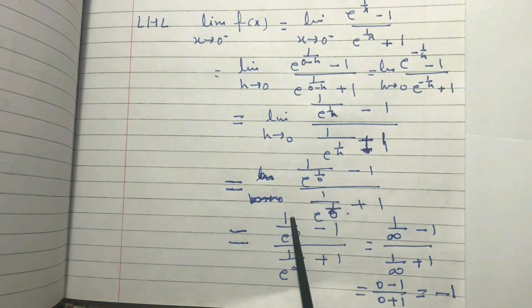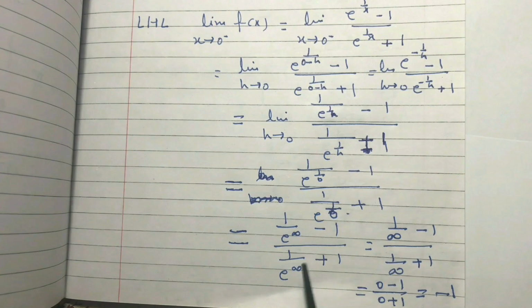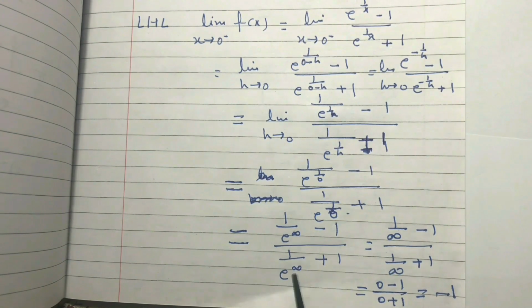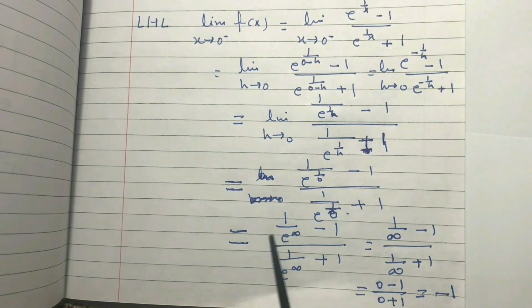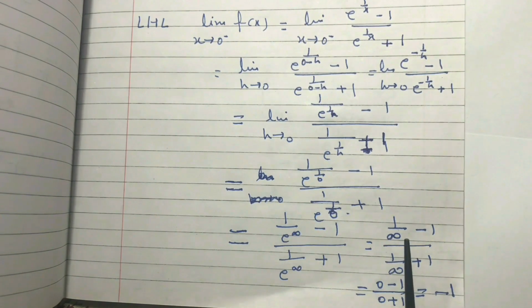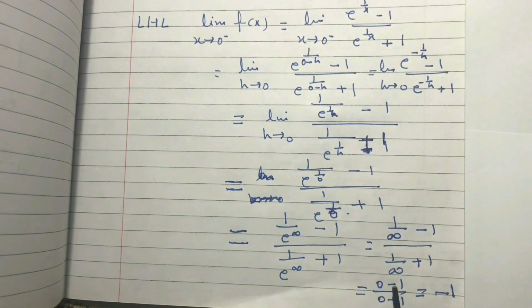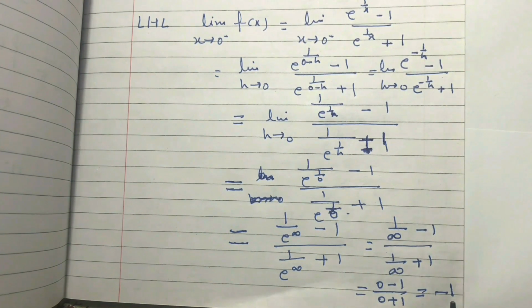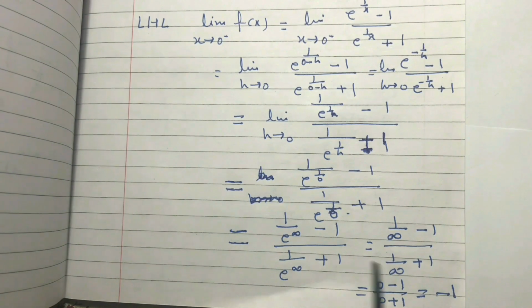So this is equal to 1 by e raised to infinity minus 1, 1 by e raised to infinity plus 1. Now e raised to power infinity is infinity. So this is equal to 1 upon infinity minus 1, 1 upon infinity plus 1. 1 by infinity is 0, minus 1, 0 plus 1. So this is equal to minus 1. So left hand limit is equal to minus 1. On the next page we will find right hand limit.